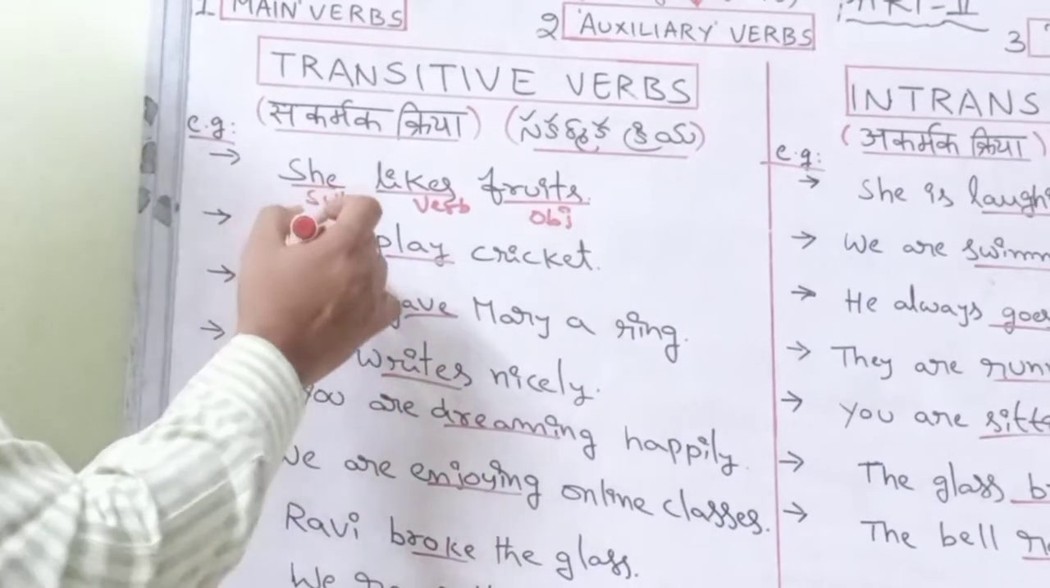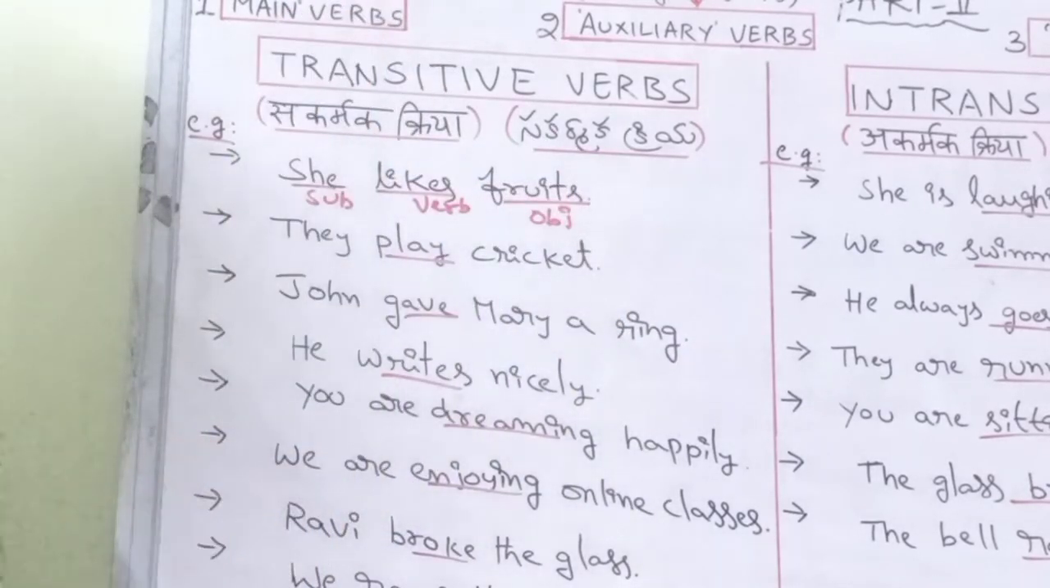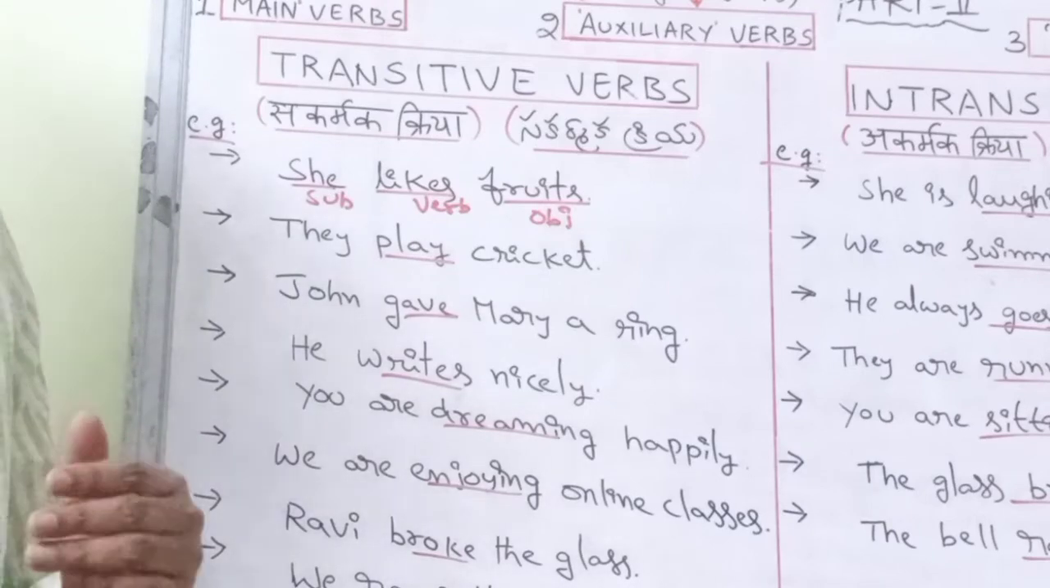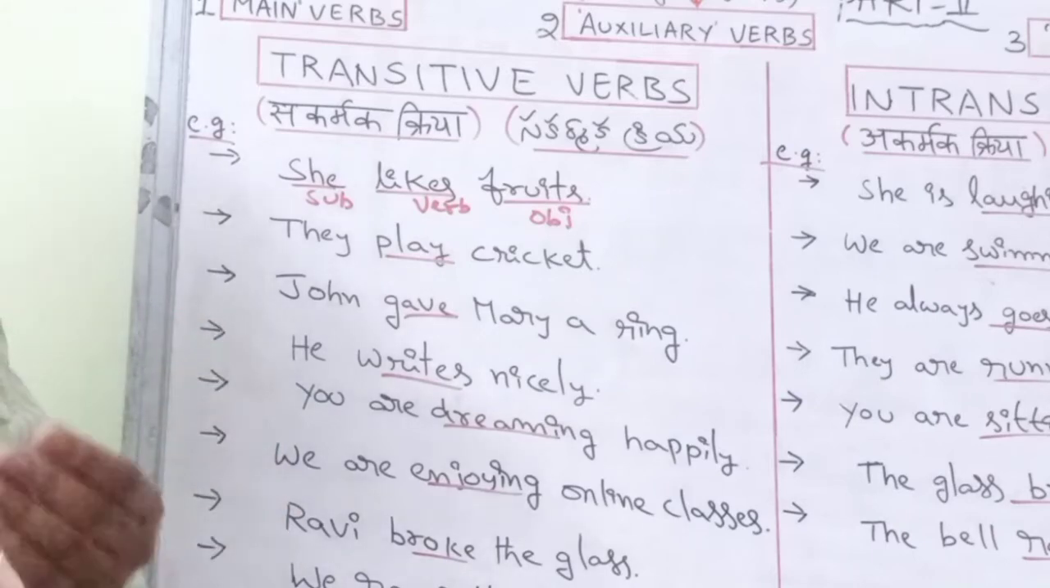Have a look at the board. She likes fruits. And now we need to know the definitions of the subject and the object. Subject is the doer of an action, the one who is responsible for the action that is done in a given sentence.